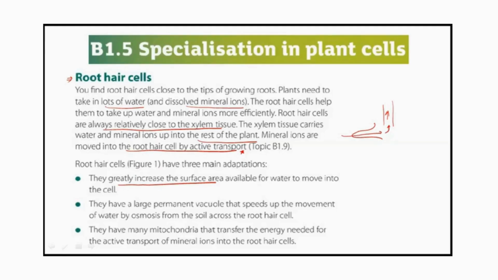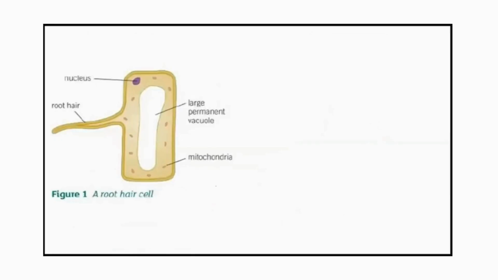the surface area. And there is also the presence of a large permanent vacuole that speeds up the movement of water by osmosis from soil across the root hair cell. And they have many mitochondria which transfer the energy needed for active transport of mineral ions into the root hair cells. So why active transport? Why is the energy needed? Why shall they have mitochondria? We'll be discussing in a short while.